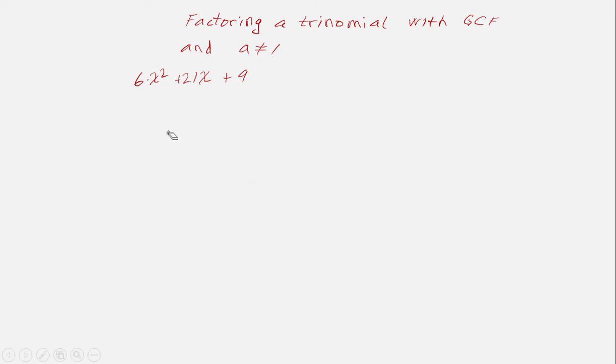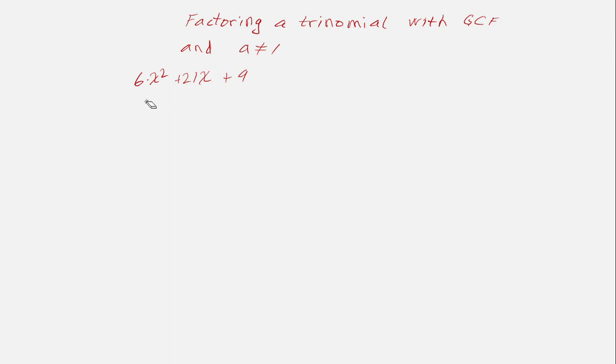Let us try and factor a trinomial, which means a polynomial with three terms, like this one: 6x squared plus 21x plus 9. It is a trinomial that has a greatest common factor, and then it has a coefficient that's different than 1 after we take the greatest common factor out. So finding the greatest common factor is always the first thing to do.